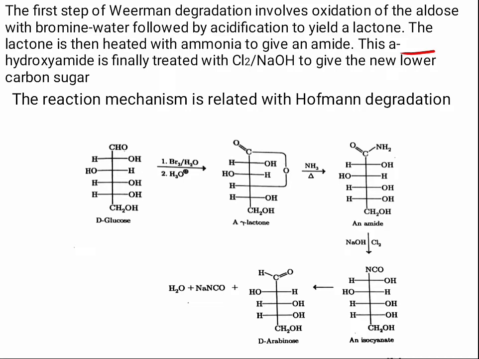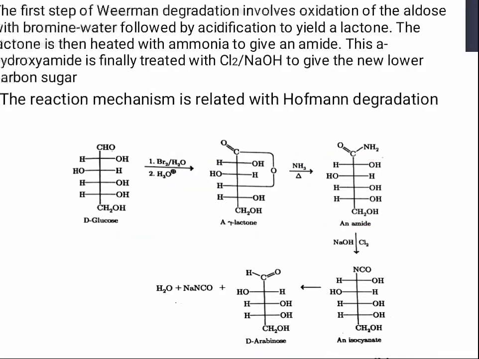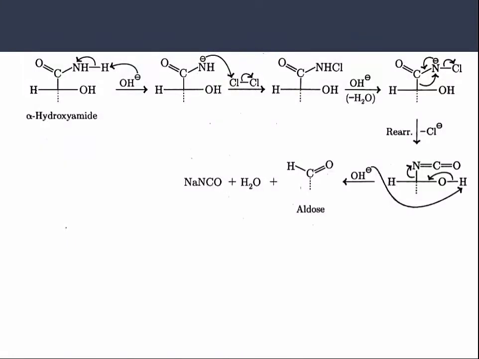So just see the reaction mechanism here. At first you are treating with bromine water and then acidifying, so you are getting a gamma lactone, and then heating with ammonia, so you are getting an amide, CONH2, and then you are treating with NaOCl, that means NaOH plus Cl2, then you will get an isocyanate which will form D-arabinose, that means which has one carbon less than this one.